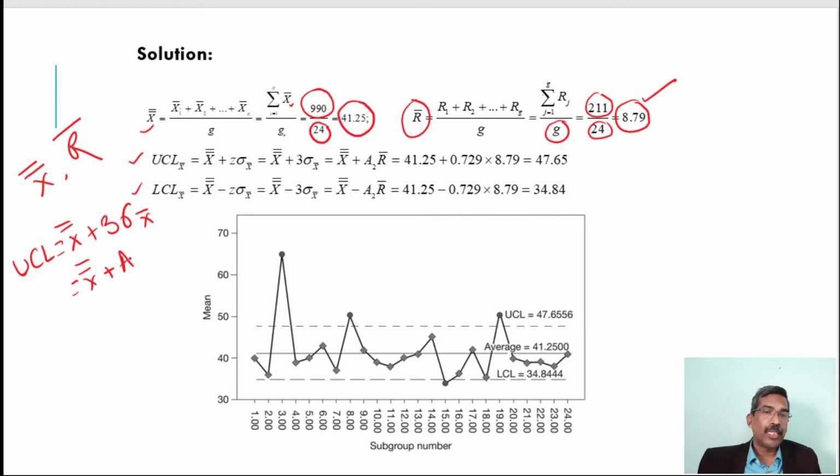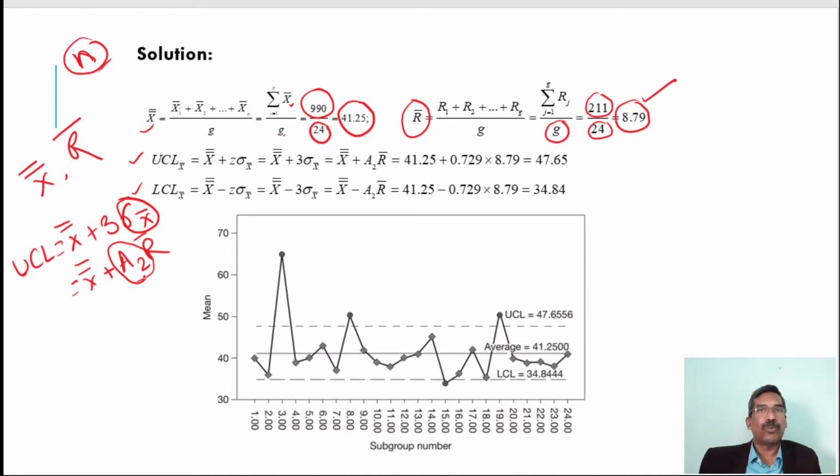plus A2 R bar. Now the value of A2 depends on the value of n. Here n is the sample size. The value of sigma x bar depends on the value of n. Therefore, in the calculation of sigma x bar, the constant term is calculated and indicated in terms of A2, and the value of A2 depends on the value of n.